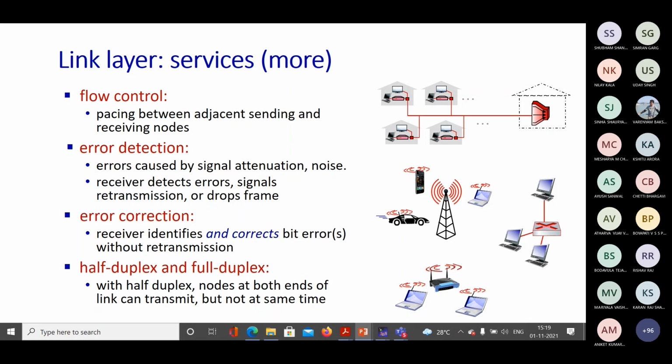We will study both of these, and finally the link layer allows half duplex and full duplex communication. I'm sure you know both of these. But anyway, with half duplex, nodes at both ends of the link can transmit, but they cannot transmit at the same time. Whereas in full duplex, they can transmit at the same time.